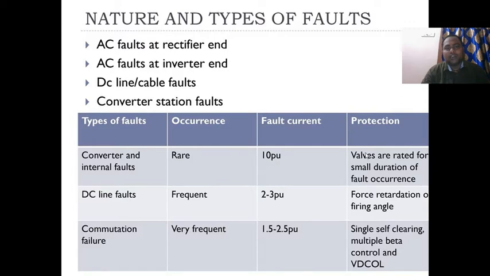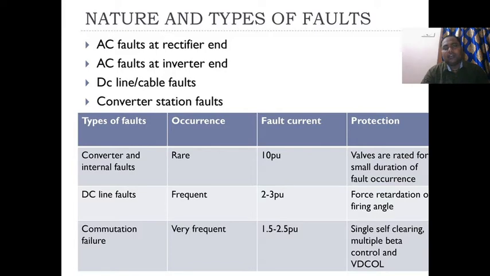So the fault currents are: converter internal faults, 10 per unit; DC line faults, 2 to 3 per unit; commutation failures, 1.5 to 2.5 per unit. DC line faults and commutation failures are the most frequent in an HVDC system.